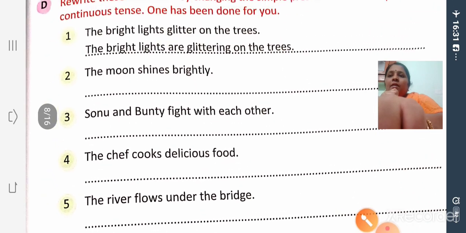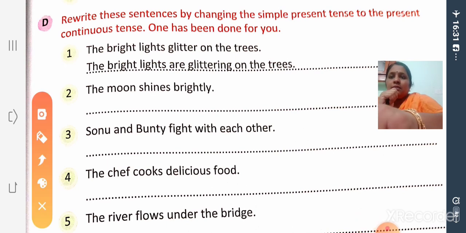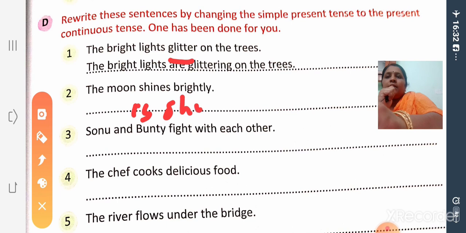Then rewrite these sentences by changing simple present tense to the present continuous tense. Okay, the sentences are given in simple present tense. We have to change this into present continuous tense. The bright lights glitter on the trees. Bright lights glitter is simple present tense. The bright lights is plural, so are glittering on the trees. Okay, subject plus am or is or are plus verb plus ing form. The moon shines brightly. The moon singular, so is shining brightly.